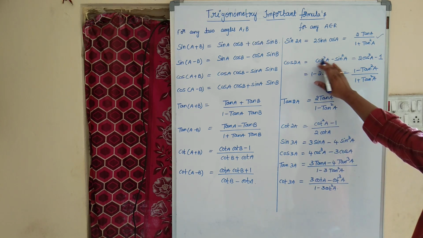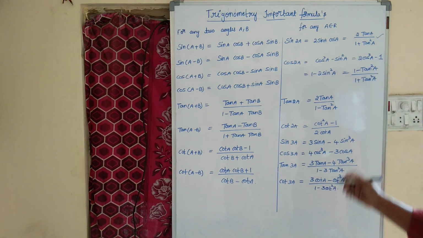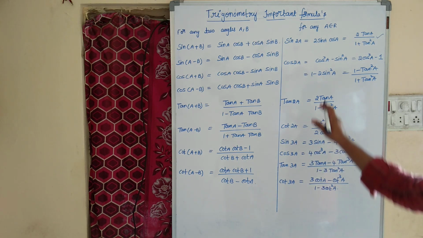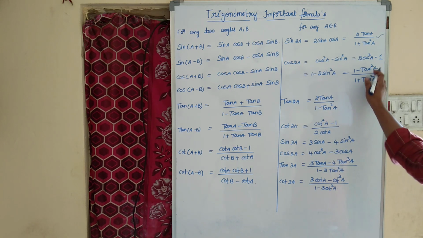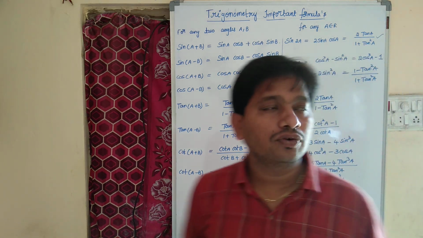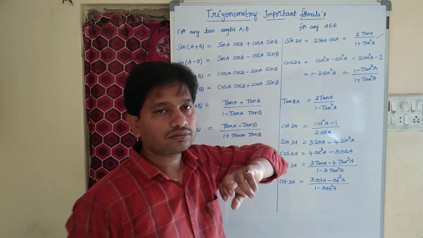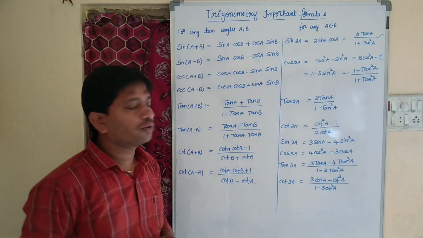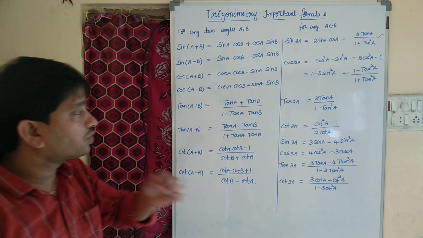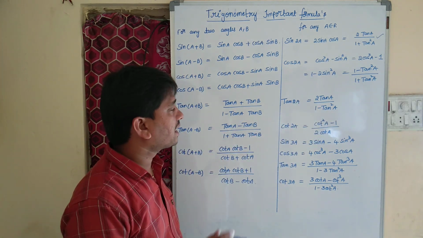Cos 2A we can write as cos square A minus sin square A, or else 2 cos square A minus 1, or else 1 minus 2 sin square A. Also we can write it as 1 minus tan square A by 1 plus tan square A. If you remember this, everything we can derive from this only. Okay? Coming to tan 2A, the tan 2A formula is 2 tan A by 1 minus tan square A.